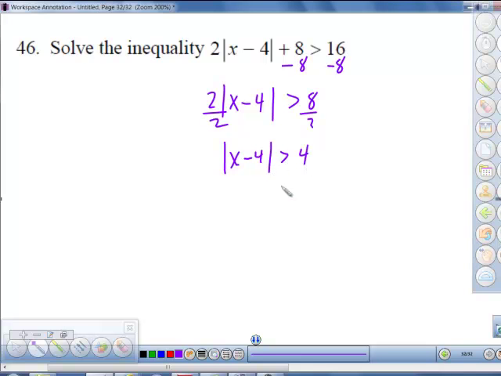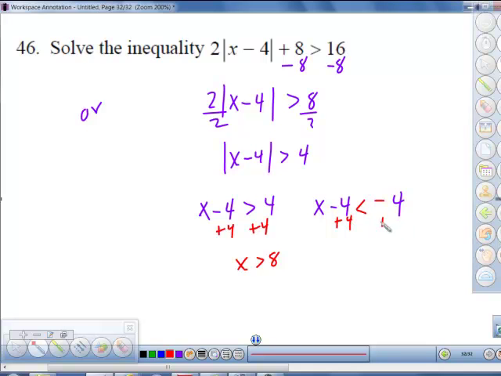So here's my inequality. Now, remember, if the mouth faces the door, that means it's an OR, right? So here, I'm going to rewrite it. I taught you the method where we just copy and paste, but for me, I'm just going to rewrite it. Then remember, you switch the inequality and take the opposite of this one. And then you just solve. Add 4 to both sides. So x is greater than 8. And then add 4 to both sides, and you have x is less than 0.